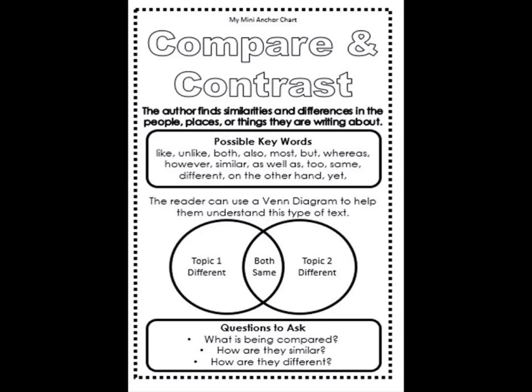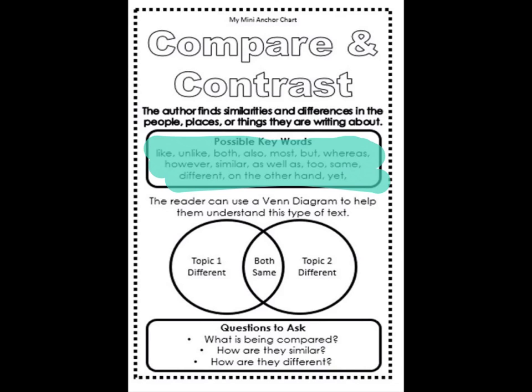There are some words that you might see as you're reading, as we're reading this piece today, and it's called Cats versus Dogs. But you might see words like, unlike, both, also, most, but, whereas, however, similar, as well as, to, same, different, on the other hand, yet. Those are just a few of the words that you might see as we're reading today, and those might let you know whether the cats and the dogs are being compared or contrasted.